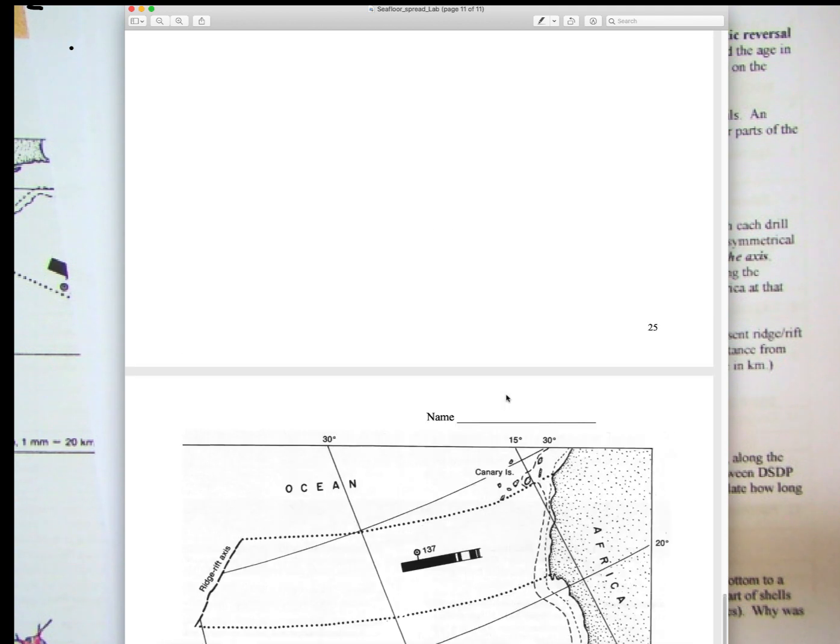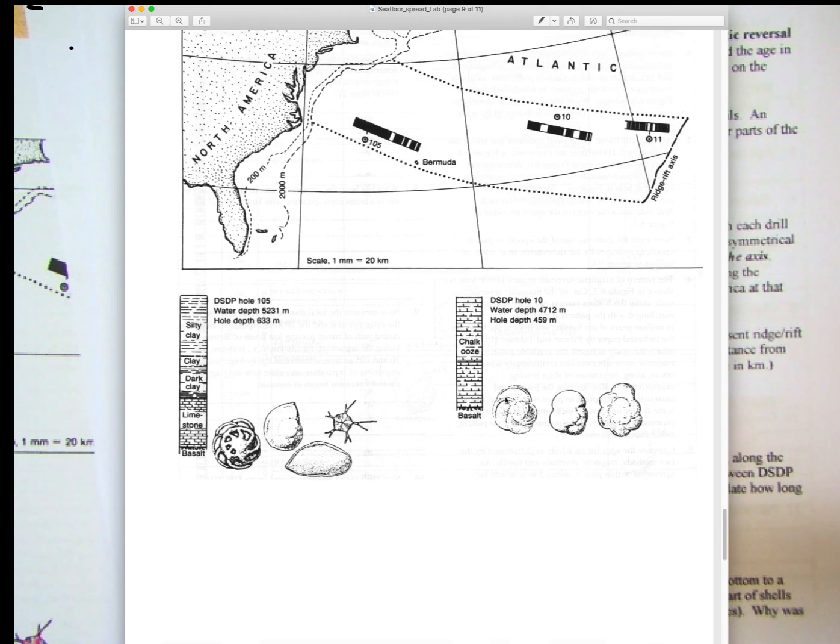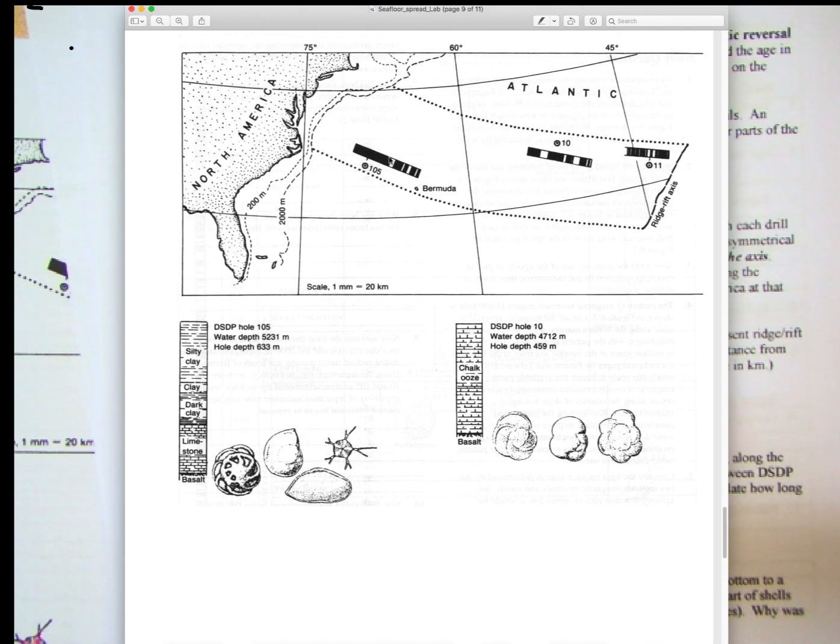And in fact, what I want to show you is hole 105 here. So note hole 105 is this hole here, and this is a paleomagnetic signature. But right at this hole 105, note that they had limestone. And the limestone right above the basalt had these 4 plankton, these 4 foraminifera fossils. Remember, foraminifera are calcareous and eventually make the rock limestone.